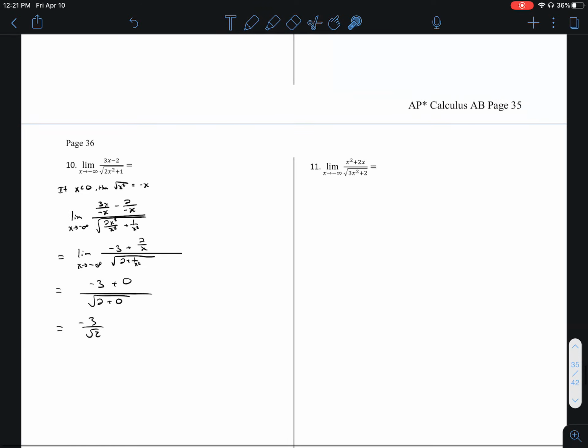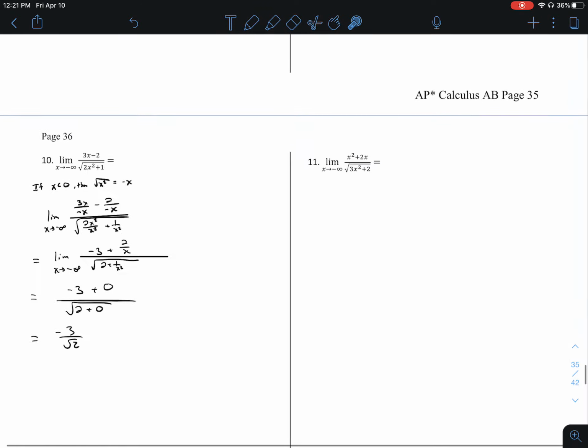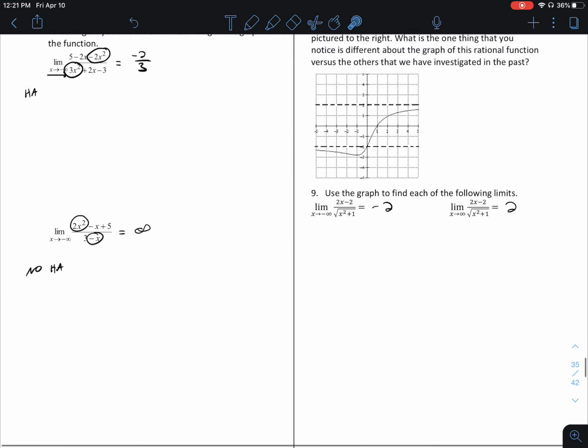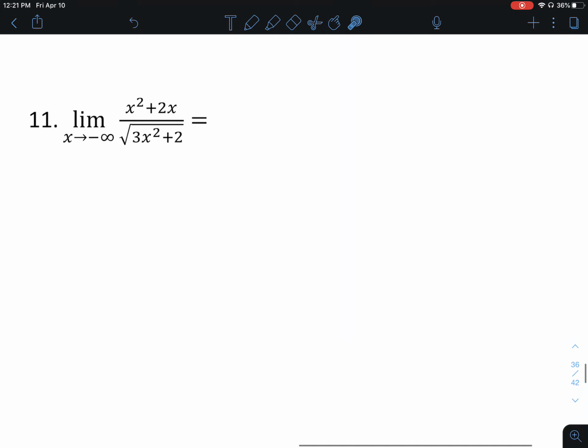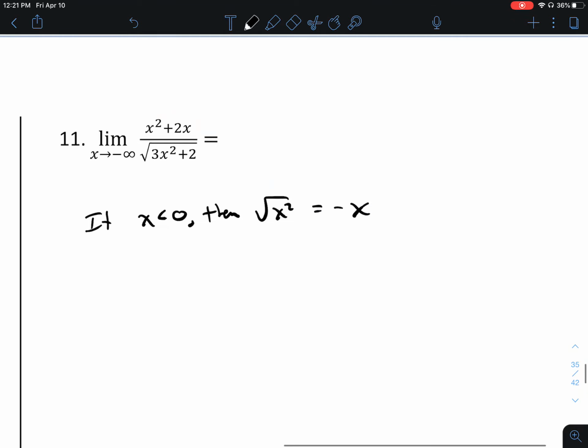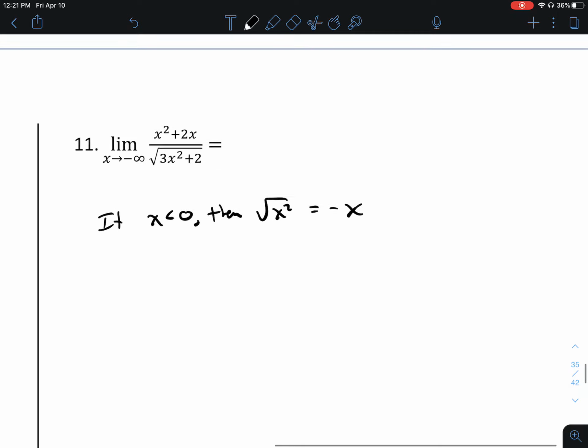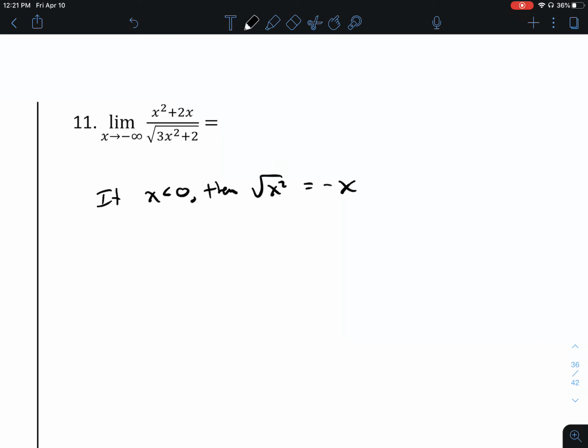Number 11. Oh, this is a different problem, isn't it? I thought we were doing... These are different functions than they were on the front. I thought they were the same ones. My apologies. So in a similar fashion, if x is less than 0, then the square root of x squared is going to be a negative number. So we're going to divide by a negative x, each of these terms.